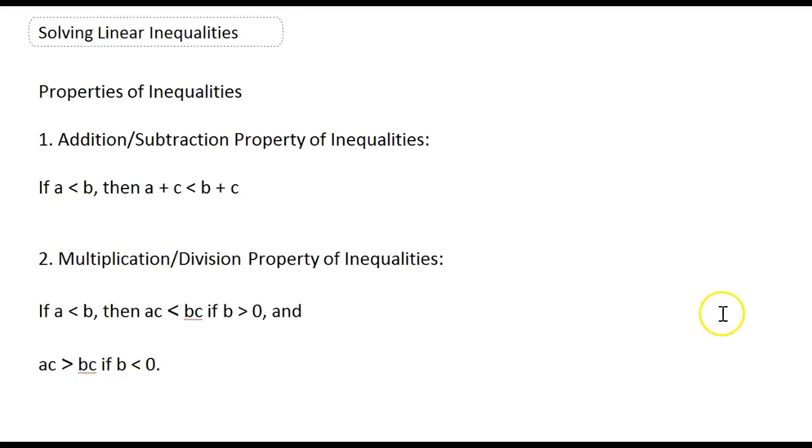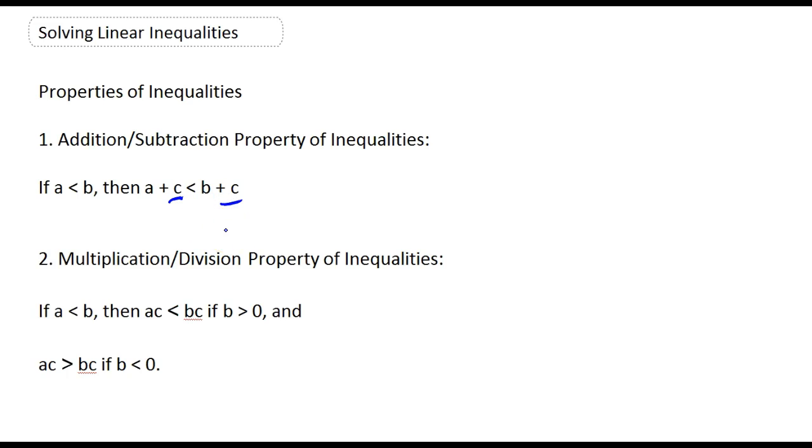In this screencast, we're going to learn all about solving linear inequalities. Now we have two main properties we can use to solve inequalities. The first is the addition subtraction property of inequalities, and what it says is that basically you can add or subtract the same thing to both sides and it won't change the inequality.